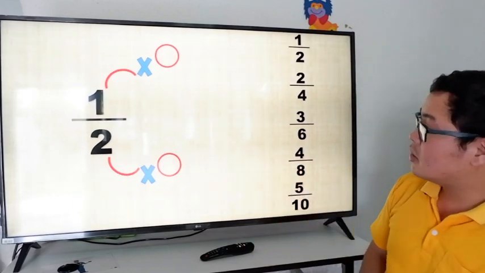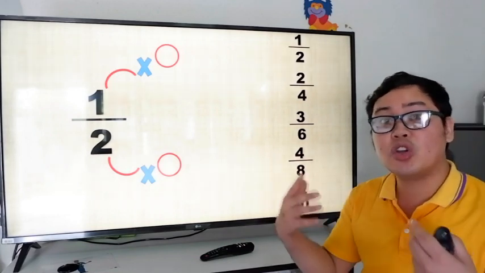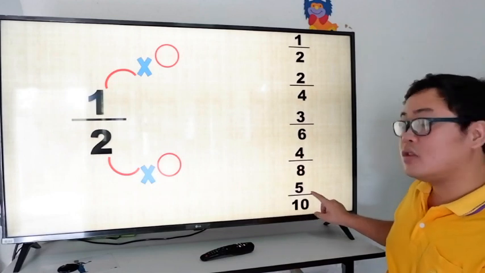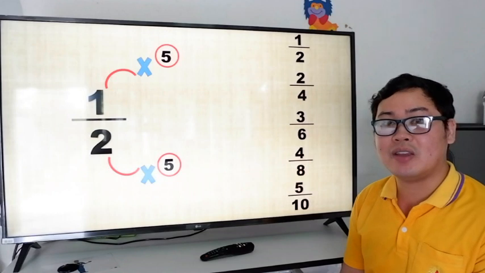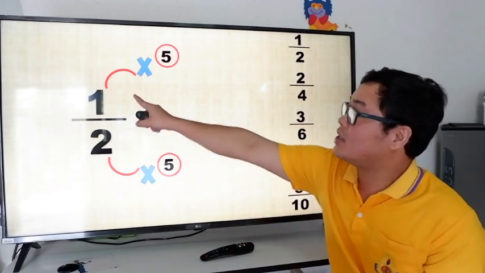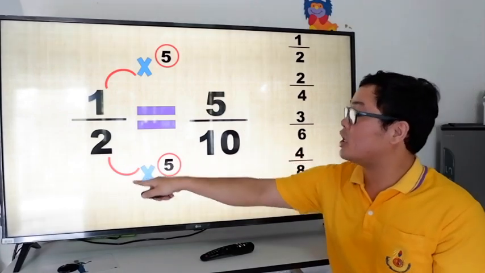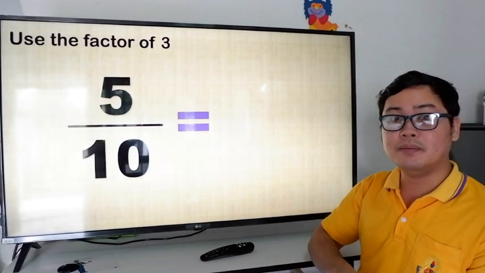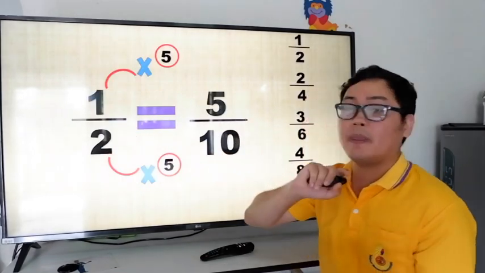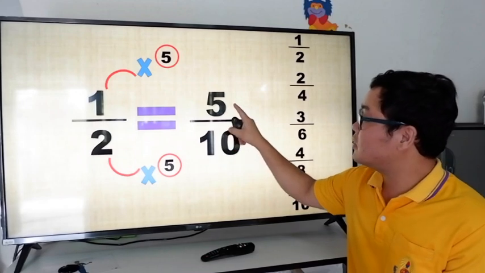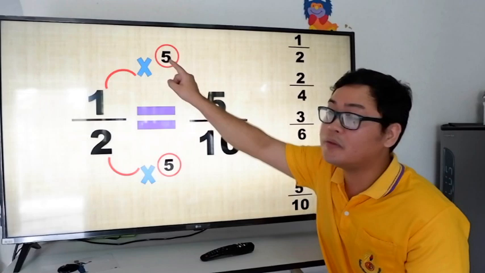The last one. 1/2. What number do we multiply by to get 5/10? Okay, of course we have 5, right? So 1 times 5 is equals to 5, 2 times 5 is equals to 10. So meaning class, 1/2 is equivalent fraction of 5/10 if we are going to use the factor of 5.